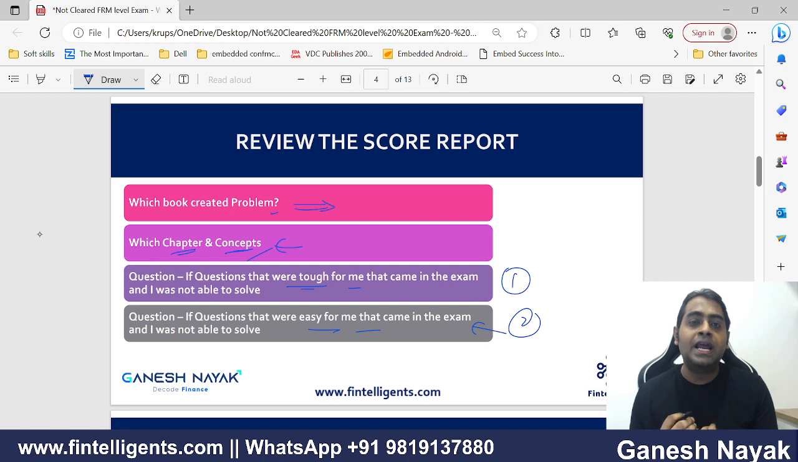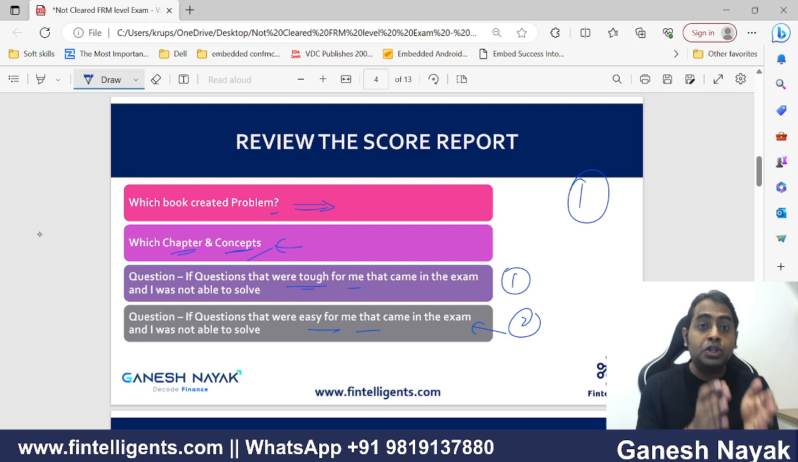But the second question highlights that the concept was easy. You found it easy while preparing, while solving the question bank, but in the exam, they gave you a tricky question. So this is the first bucket that you should focus on: review the scorecard, review the result that you've got. Look at the quartiles in detail and go back to the book, look at the chapter, look at the concept.